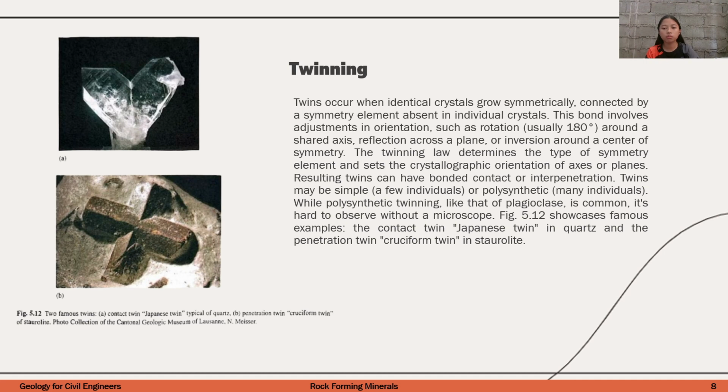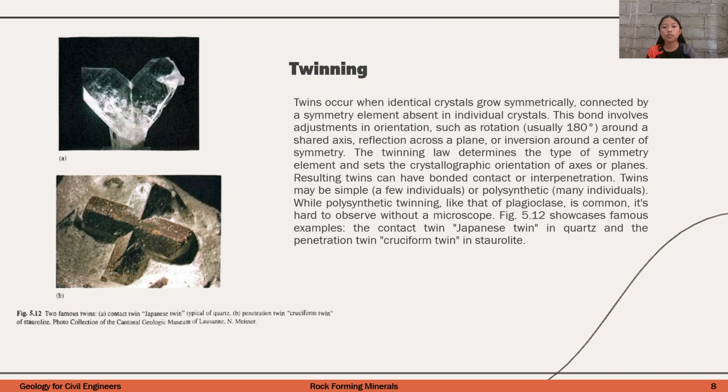Resulting twins can have bonded contact or interpenetration. Twins may be simple, a few individuals, or polysynthetic, many individuals. While polysynthetic twinning, like that of plagioclase, is common, it's hard to observe without a microscope.